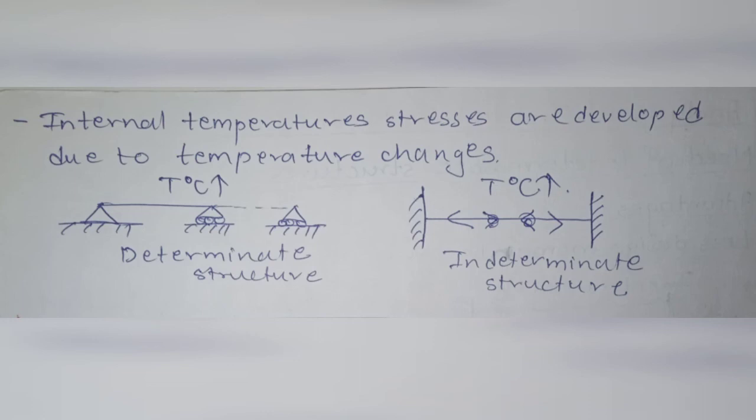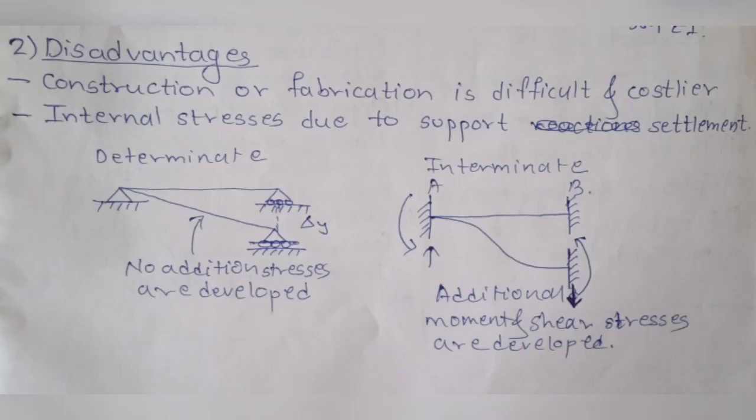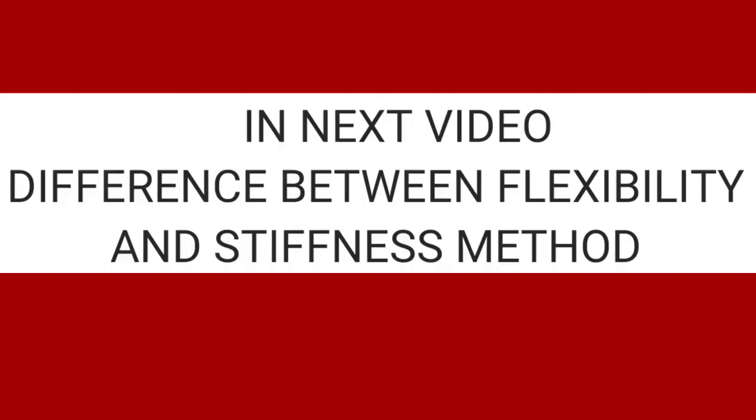The next disadvantage of indeterminate structure is that the internal stresses due to settlement of supports is observed in indeterminate structures, which is not observed in determinate structures. So the additional stresses are developed due to settlement of support. And the last disadvantage, that is the construction or fabrication, is difficult and costlier in indeterminate structures as compared to determinate.